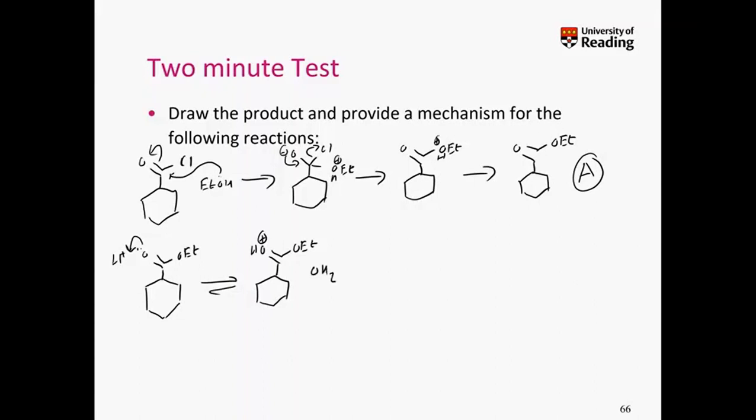We've then got our H2O. Let's draw that as H2O. We've got the lone pair of electrons on the oxygen that are going to attack our activated carbonyl. We break the carbon-oxygen double bond. We then end up with our tetrahedral intermediate. Okay, we then do our proton transfer.